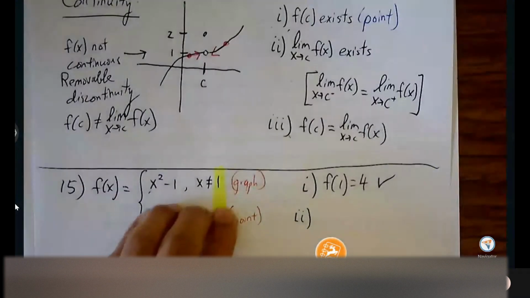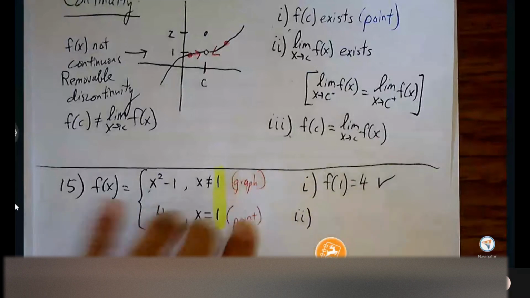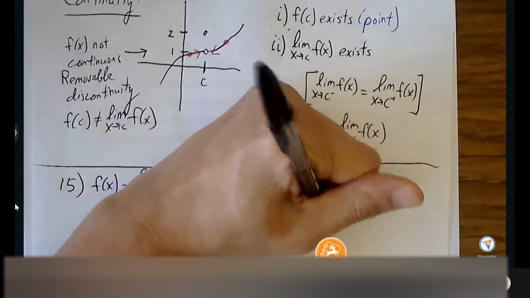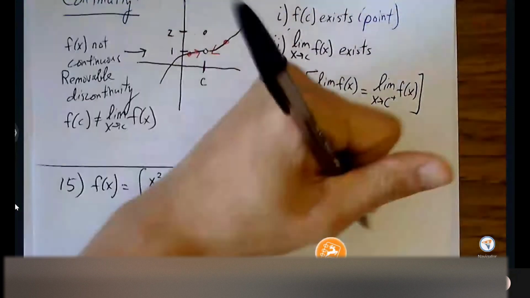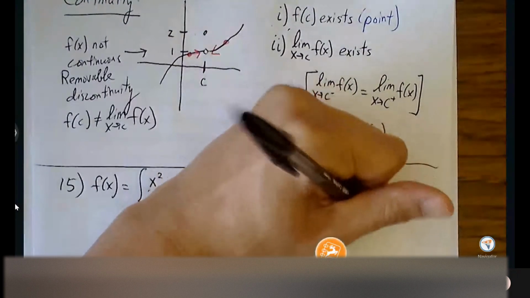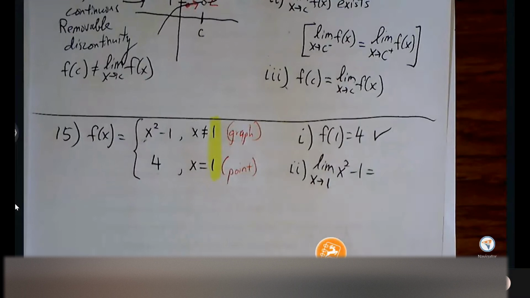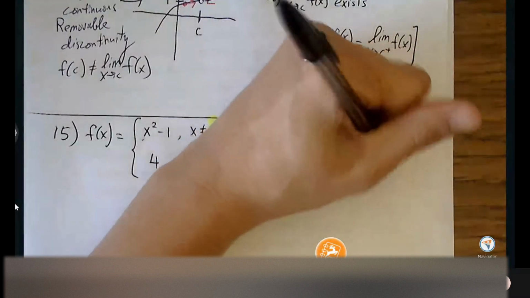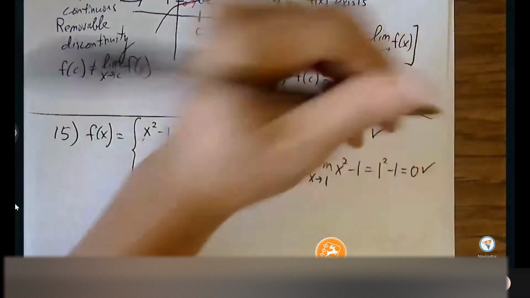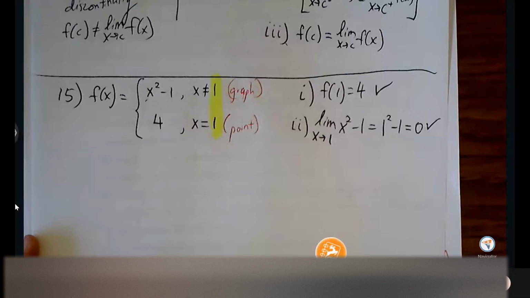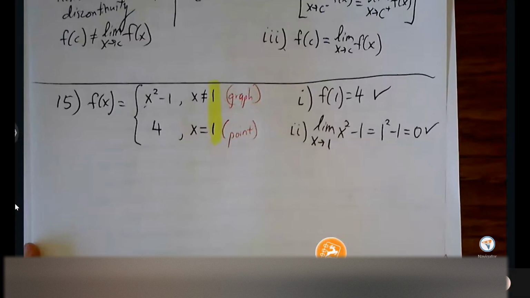The second one is not really considered a function. It's just a point. So we're going to find the limit as x approaches 1 of x squared minus 1. Okay, so how do we evaluate this? Just plug in 1, right? So if I plug in 1, I get 1 squared minus 1, which is 0. So that's a real number. So the point exists, the limit exists, but is the third condition going to pass?